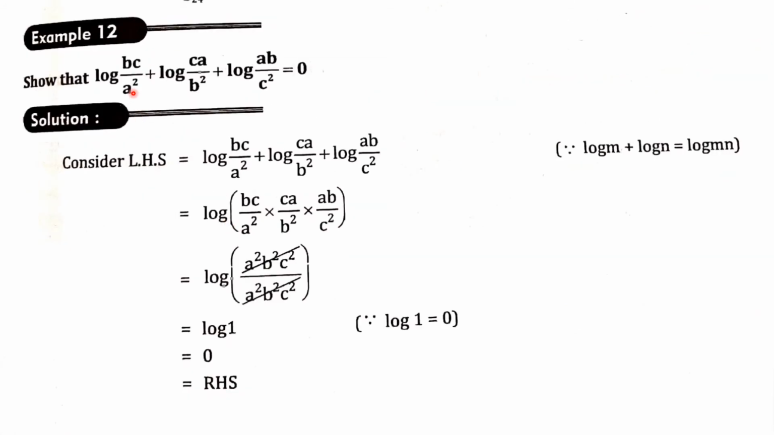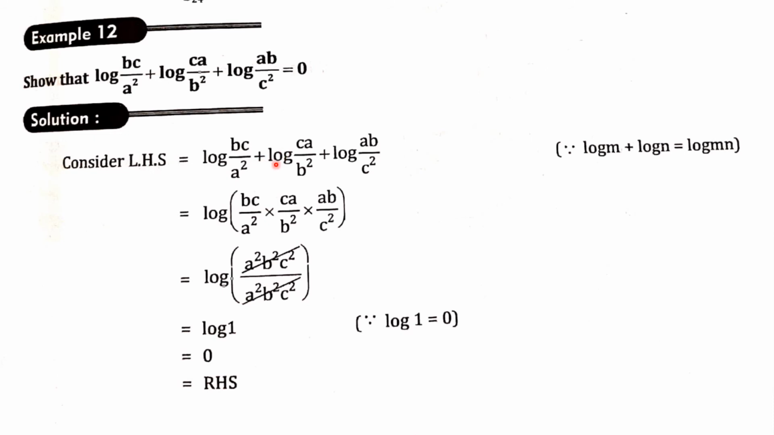Show that log BC divided by A square plus log CA divided by B square plus log AB divided by C square is equal to 0. So here you have some values. What you are supposed to do is, here RHS is given as 0. That means you have to find the RHS value by taking LHS into consideration. So write down the same as they have given.